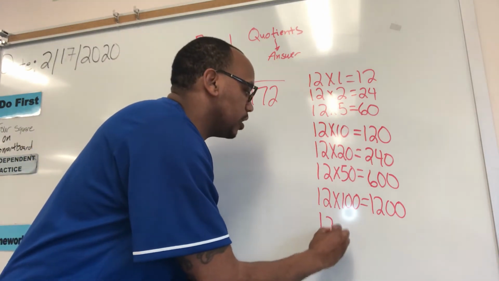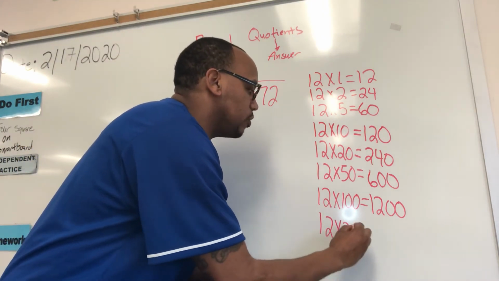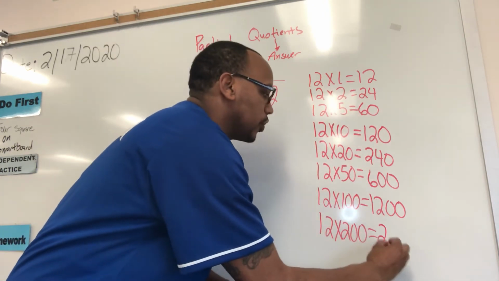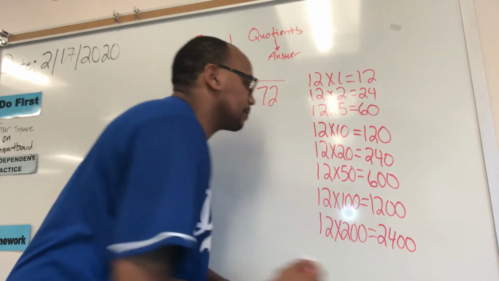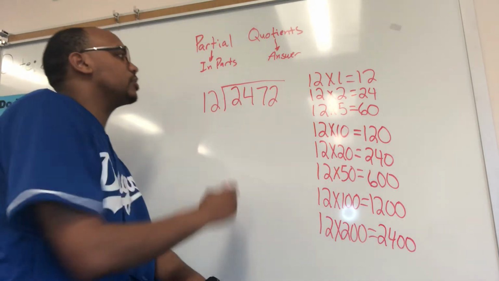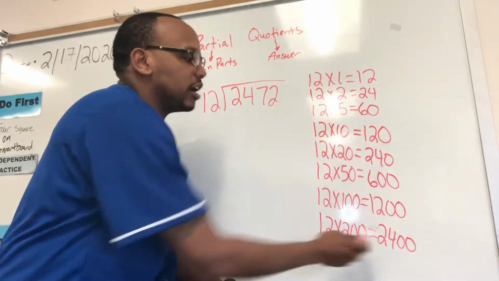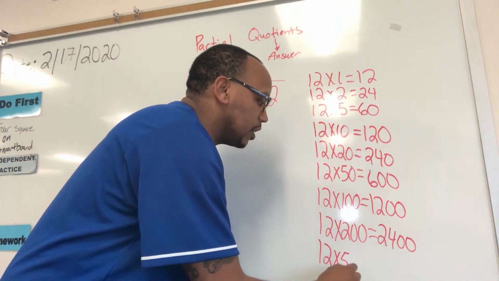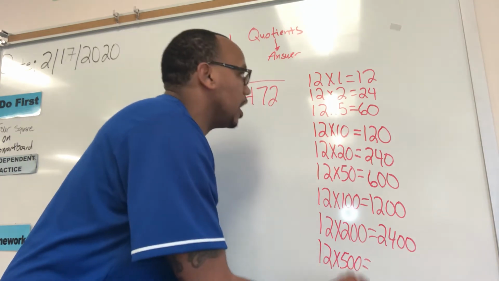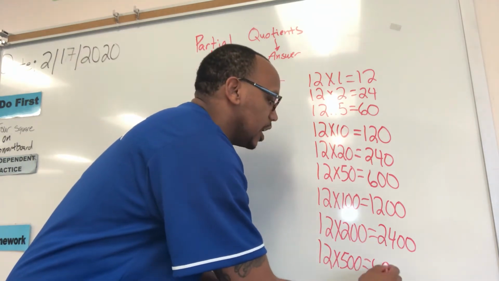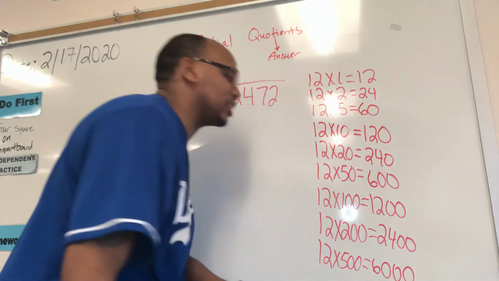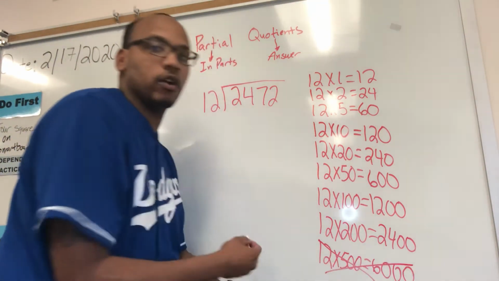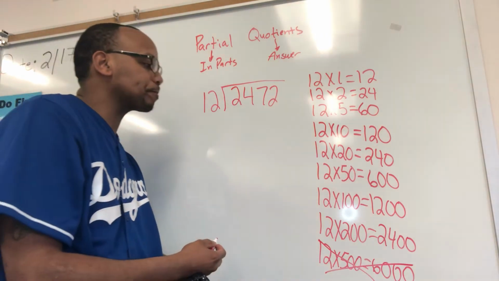Then I could say 12 times 200. Well, 12 times 2 is 24, and I'm going to put 2 zeros behind it. All right, so I'm right at the 2,472, I'm right at 2,400. If I was to do 12 times 500, 12 times 5 is 60, and when I put 2 zeros, that's 6,000. That lets me know that that's way too big. So we're going to cross out those 6,000, right?